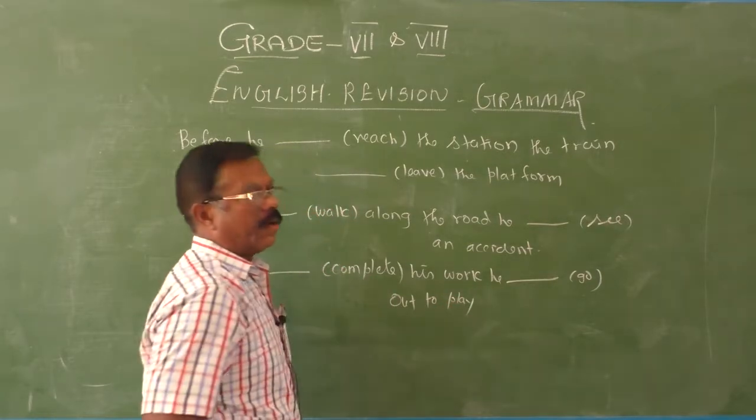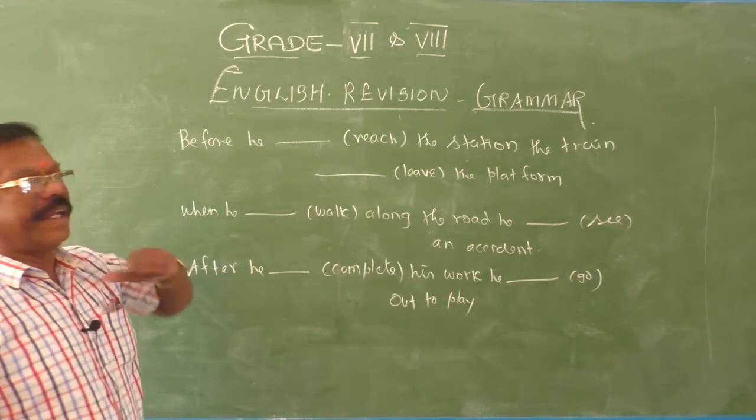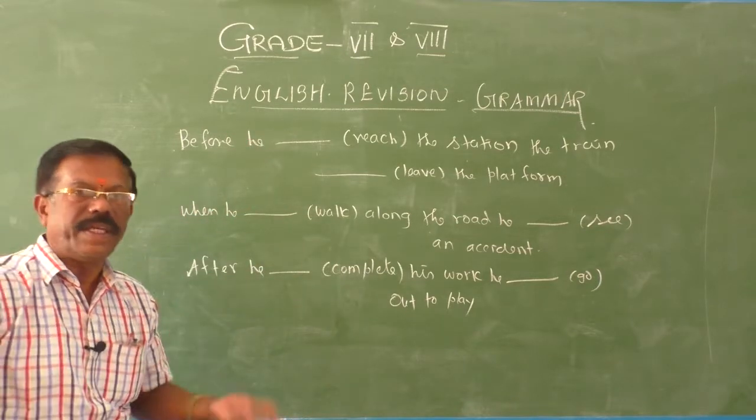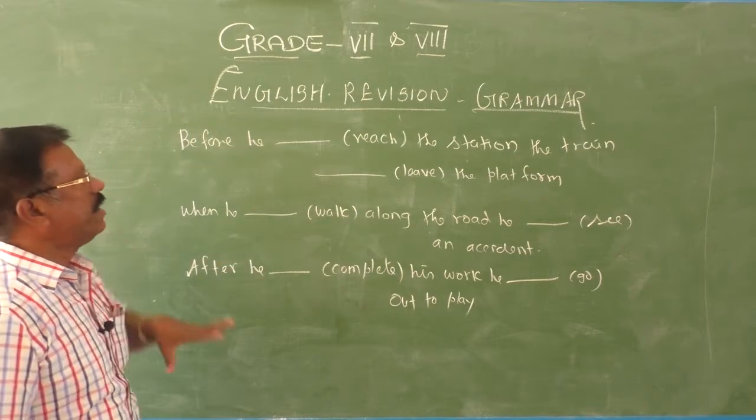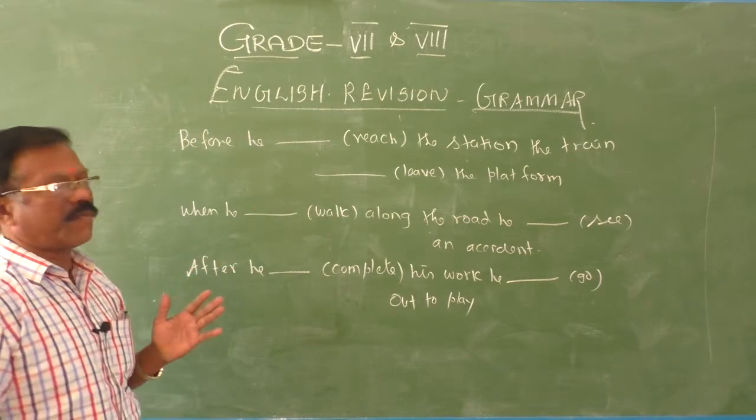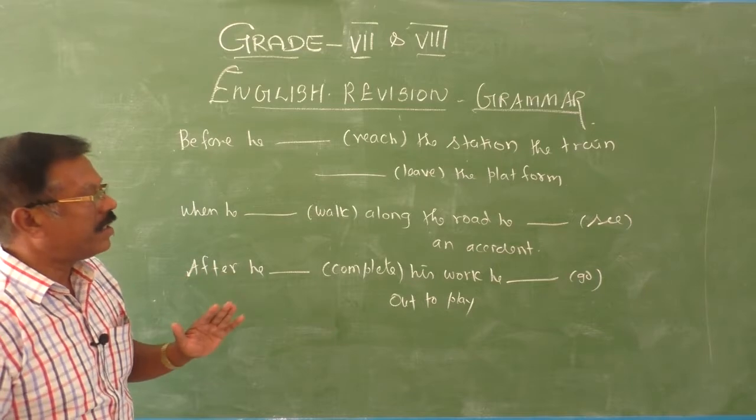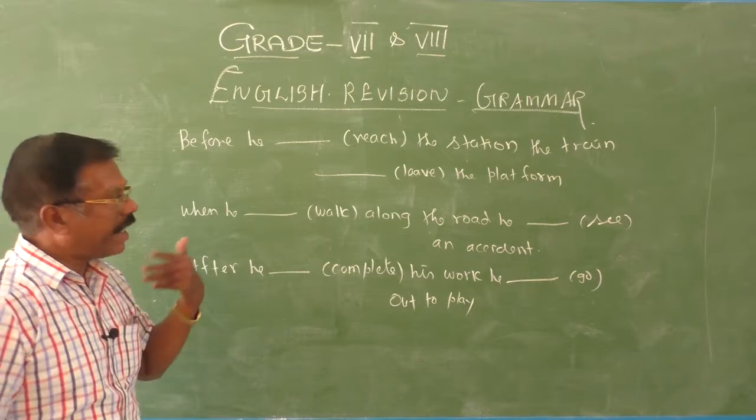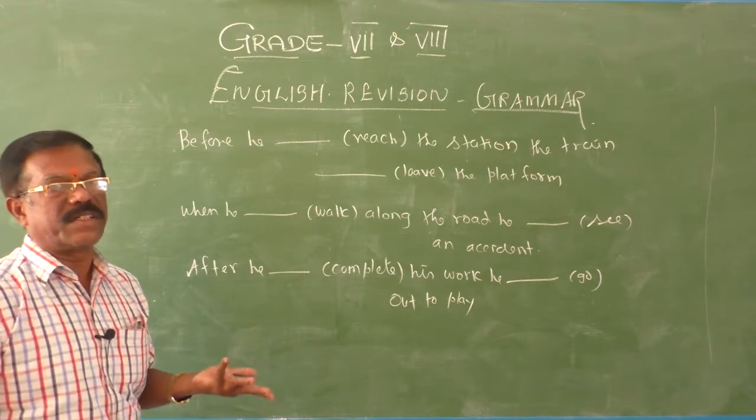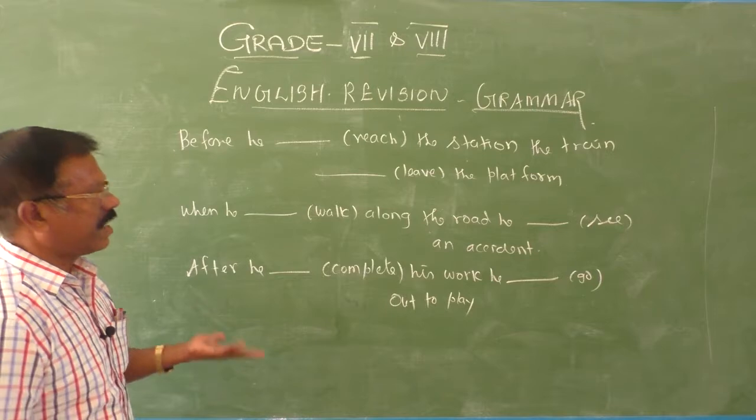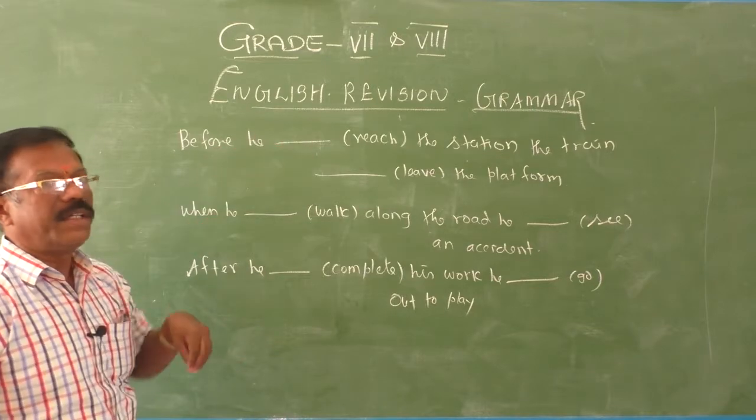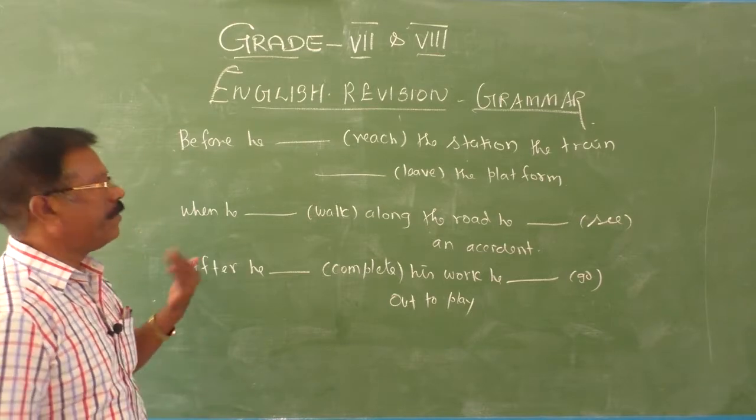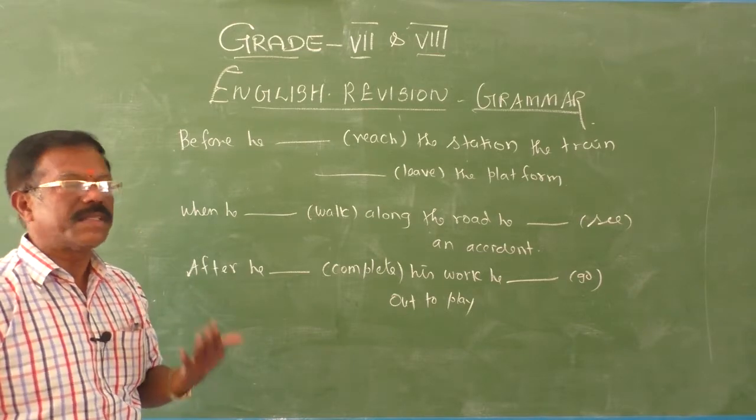Okay. Now, how to identify the tense form of the verbs in these exercises? Let me explain, children. Before he does reach the station, the train leave the platform. Here, comparison is made, or here two actions are expressed. Two completed actions are expressed. In this case, the first completed one should be expressed in the past perfect tense. The second completed one should be expressed in the simple past.